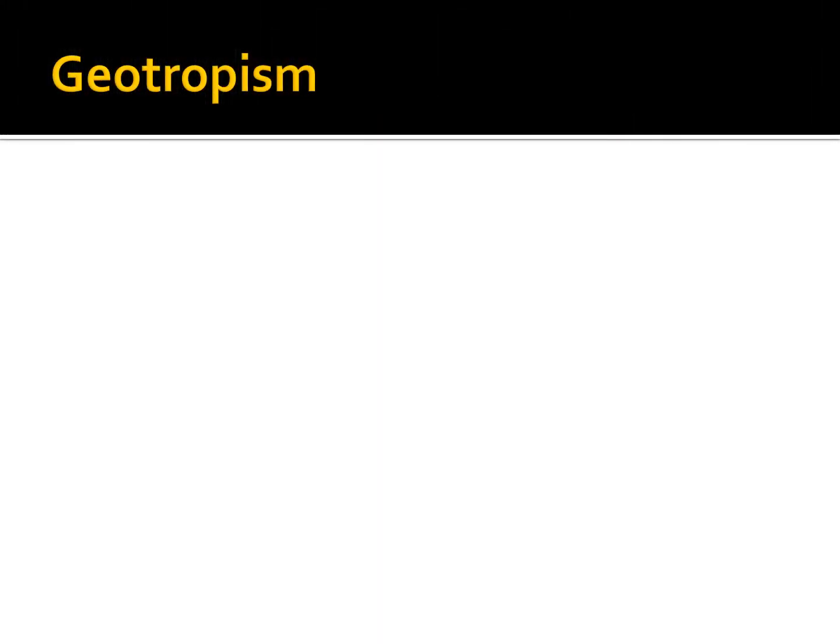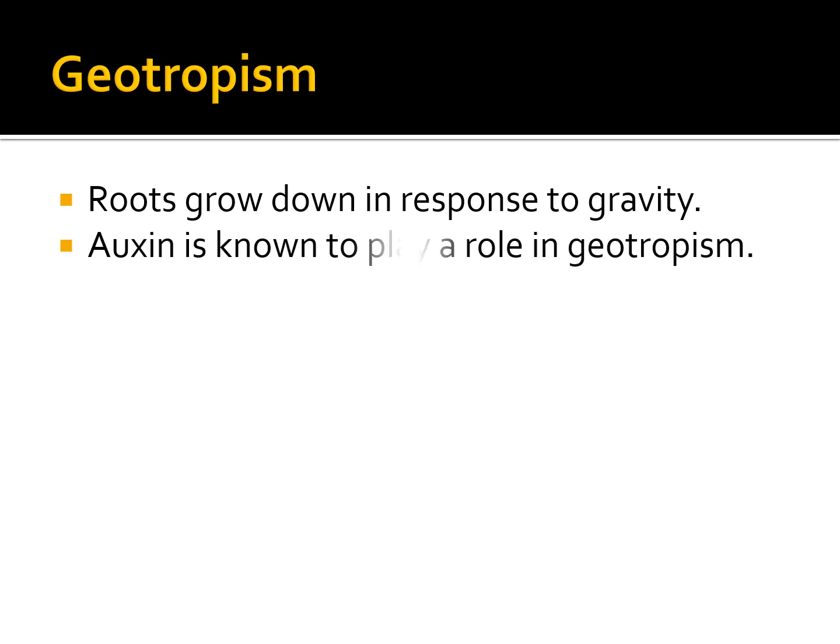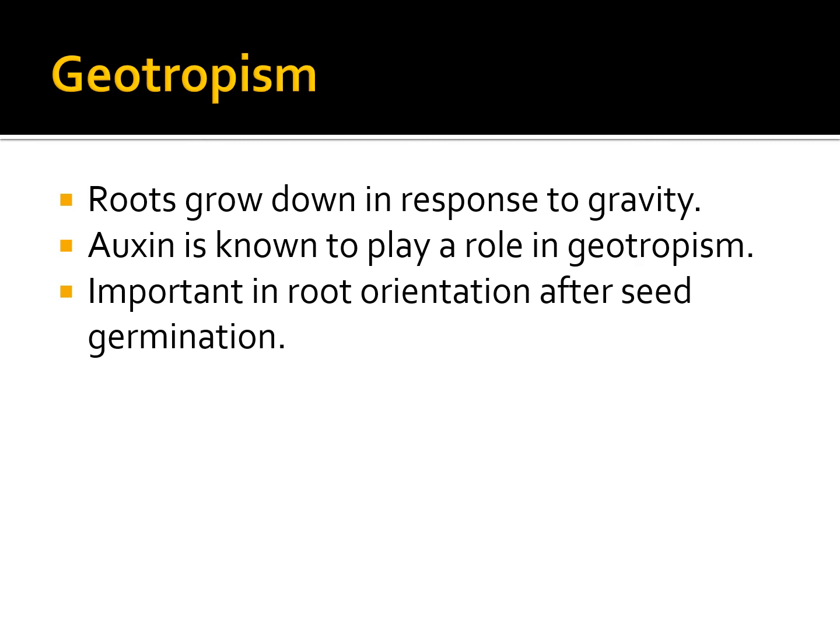All right, almost done. The last thing we want to talk about is a different type of tropism called geotropism. And geotropism refers to the fact that roots will grow down in response to gravity. And auxin, again, is known to play a role in geotropism like it does in phototropism. And geotropism is an important event because it helps the root system of a seedling orientate itself after germination.